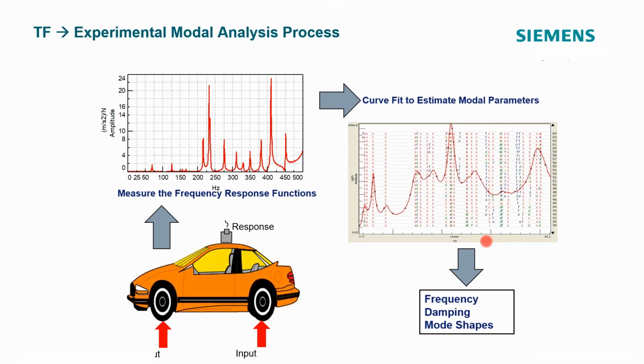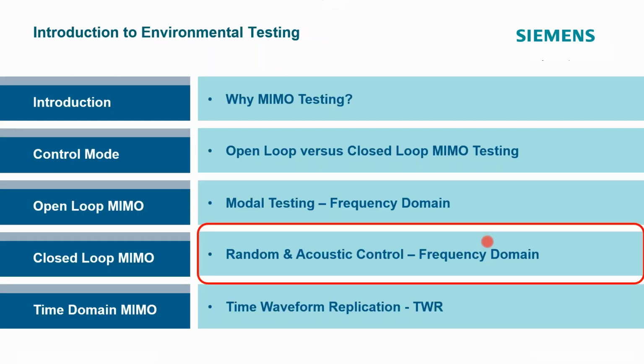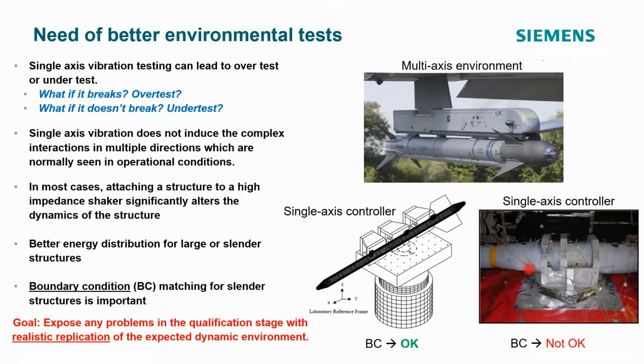Now for vibration control testing, we also want good quality transfer functions, but a different type of transfer function. Now we go into closed loop MIMO control, and we'll talk about the random version for structural testing, and then we'll talk about acoustic control for acoustic applications, and these are both going to be based in the frequency domain.